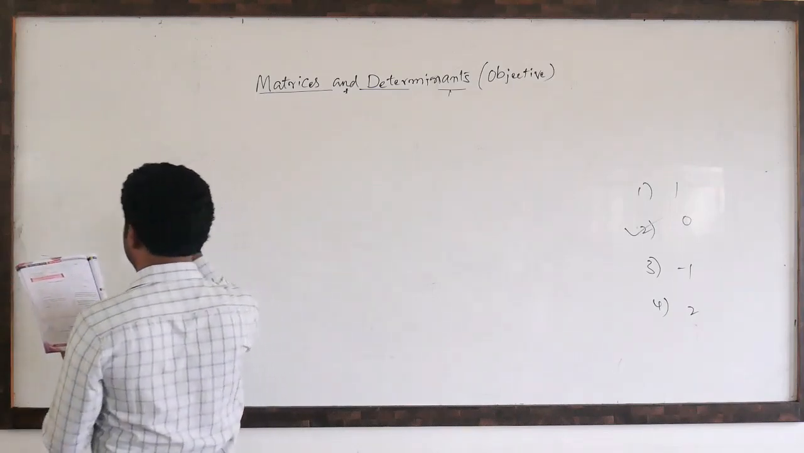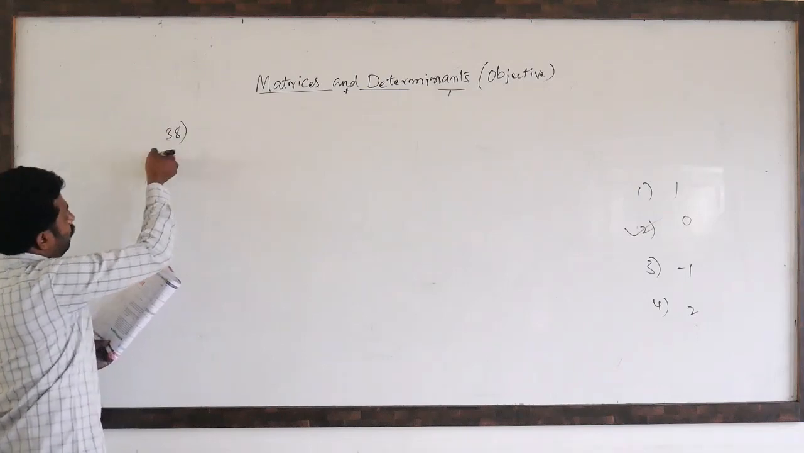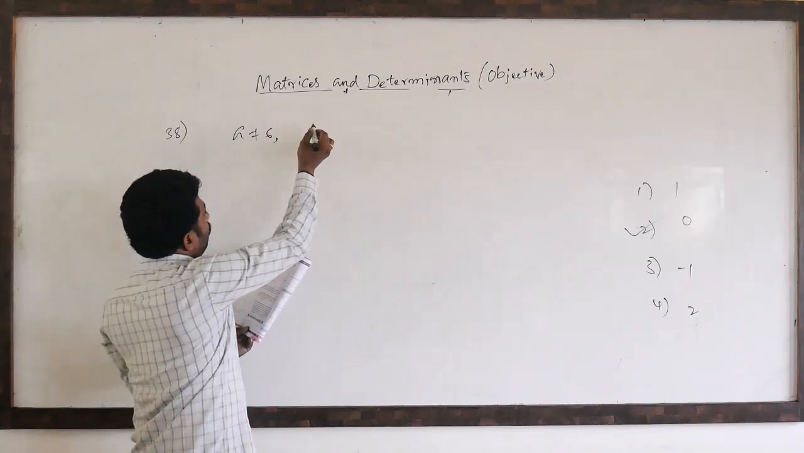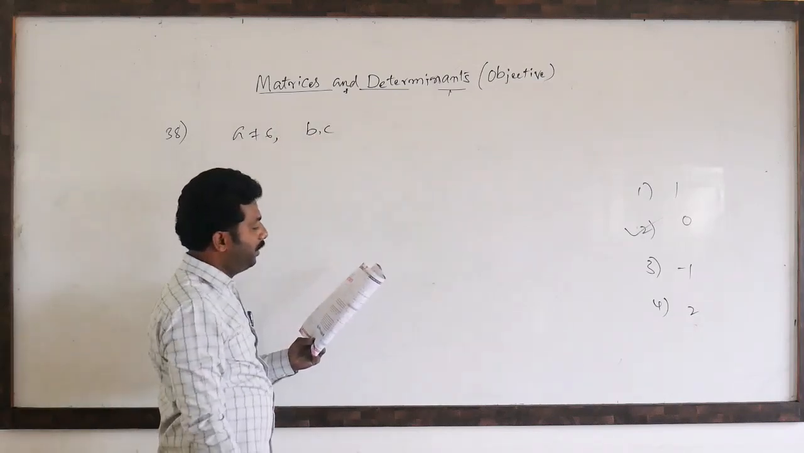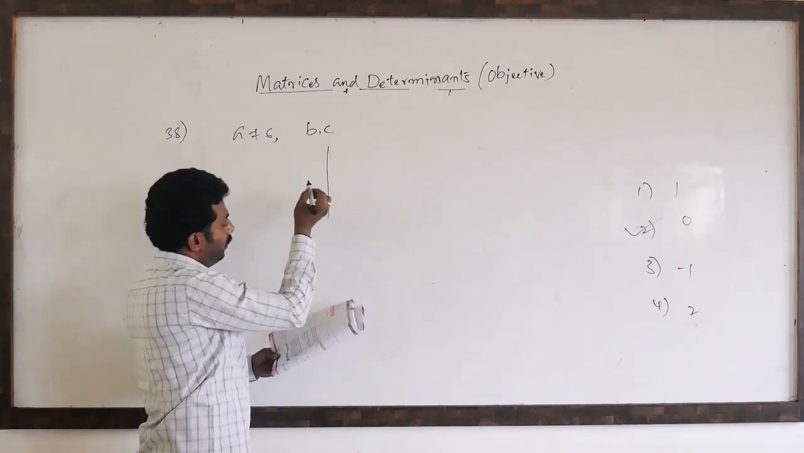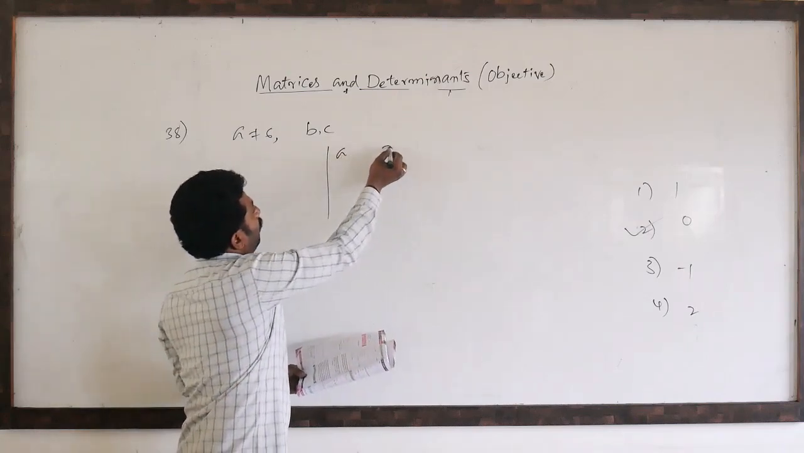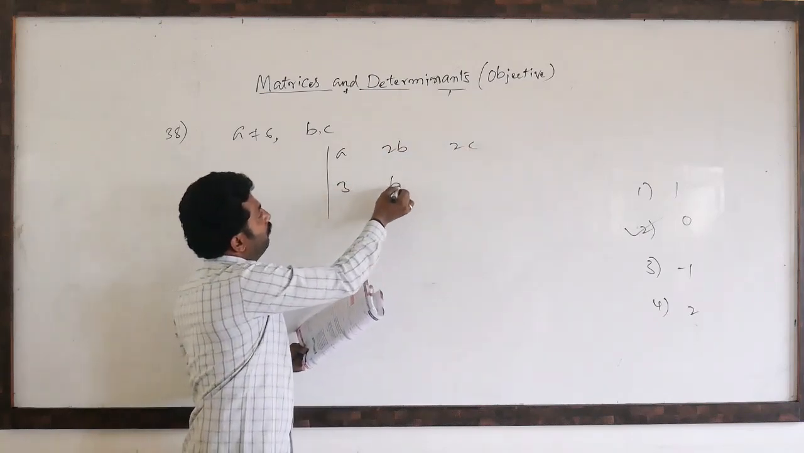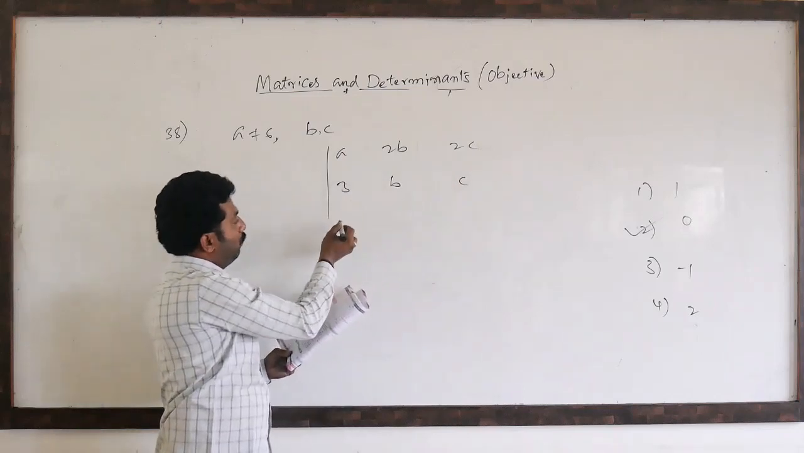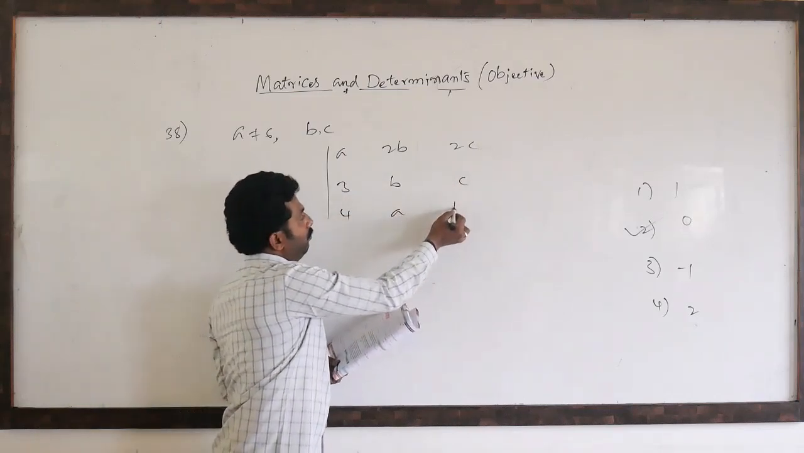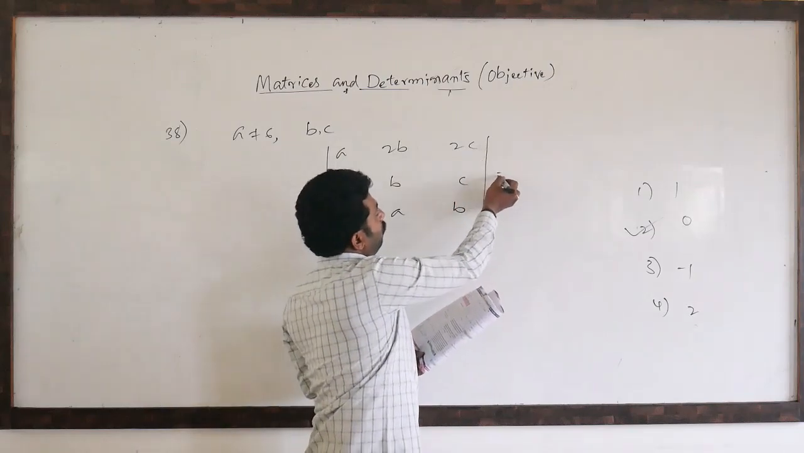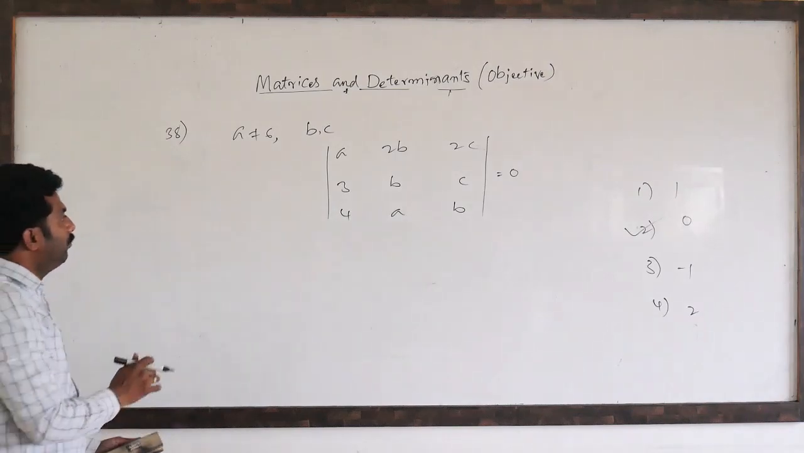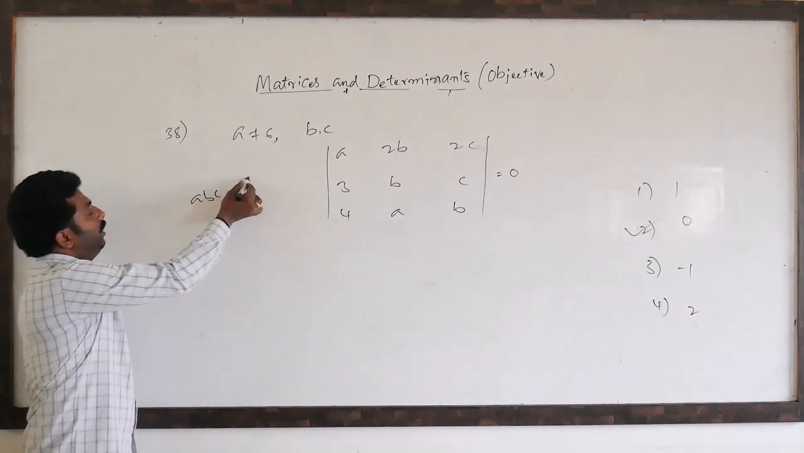38. If a is not equal to 6, b, c satisfy the equation, see what is the equation? Determinant of a, 2b, 2c, then 3b, c, 4a, b equal to 0. Then they are asking the value of a, b, c.